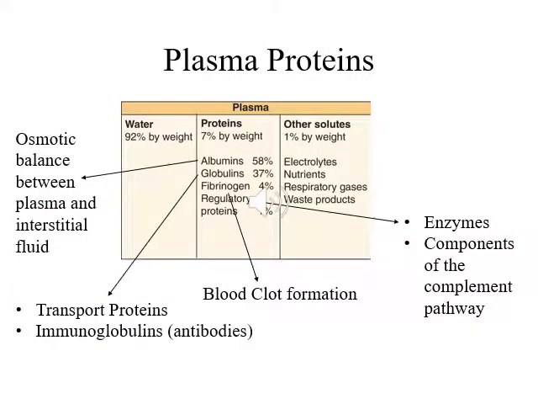Other plasma proteins will include our globulins. So some of these will be transport proteins, while others of them will be immunoglobulins, part of our immune system. Fibrinogen is another important protein involved in the clotting cascade. And then we'll have some other regulatory proteins, particularly those involved in the complement cascade.